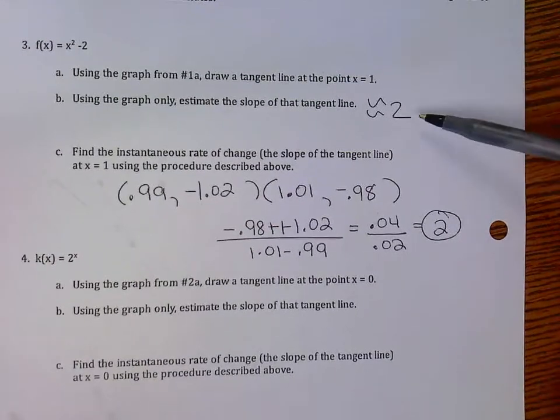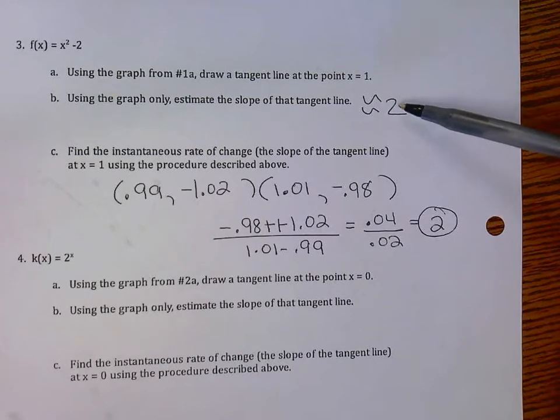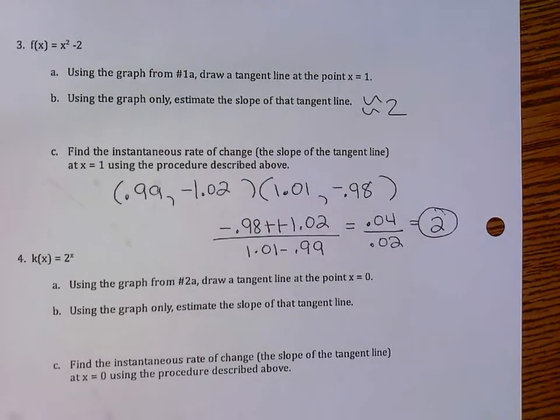So the graph didn't lie, right? With our eyes, we could tell it was kind of steep, maybe a slope of 2 or 2.5, but the actual instantaneous rate of change at that point is 2. So instantaneous rate of change is directly related to the tangent line, which is the derivative of the graph at that point. So we're going to talk about derivative next week.